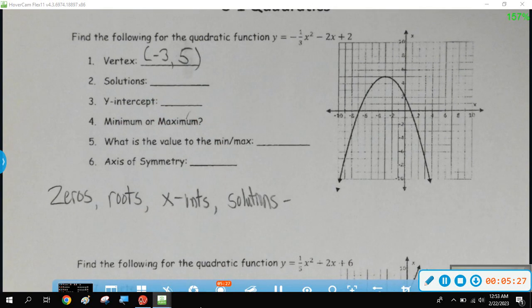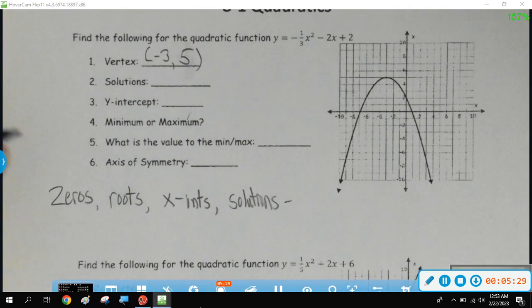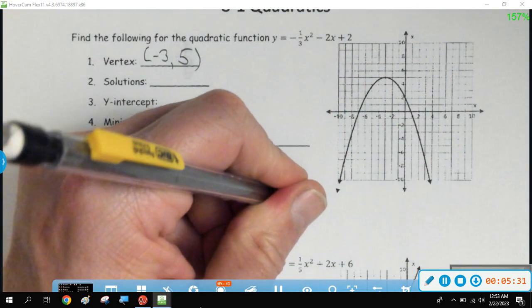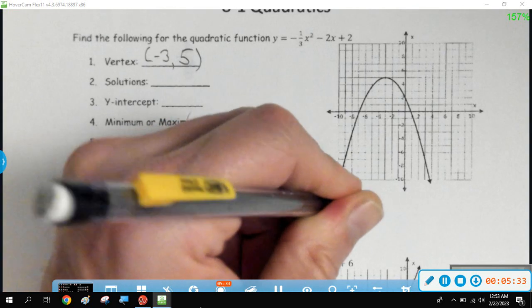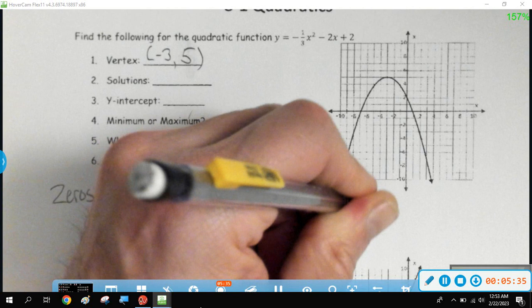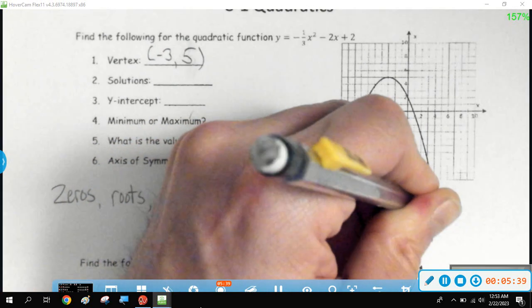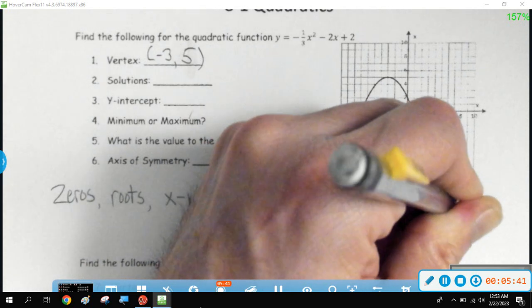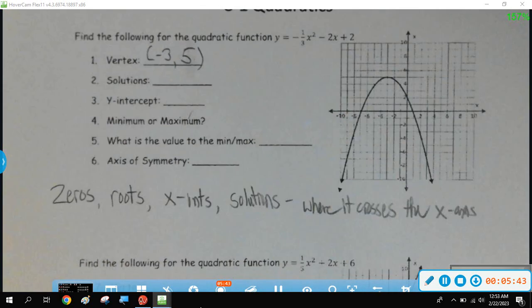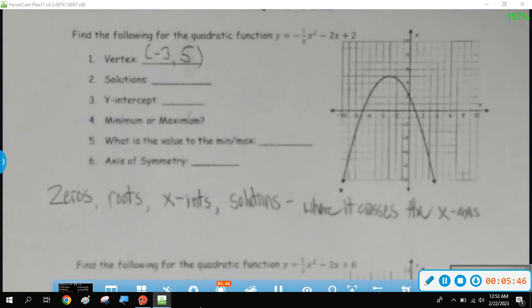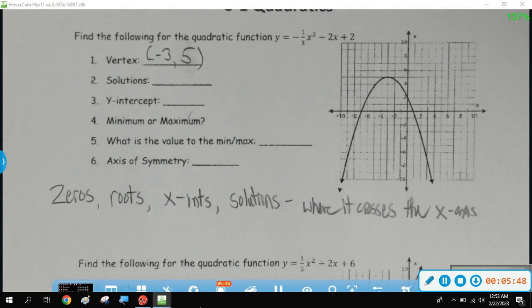All four of these words mean the same thing. It means where it crosses the x-axis. It's where the graph crosses the x-axis. All four of those words can be used interchangeably, and I've seen the STAR test use each one of them.